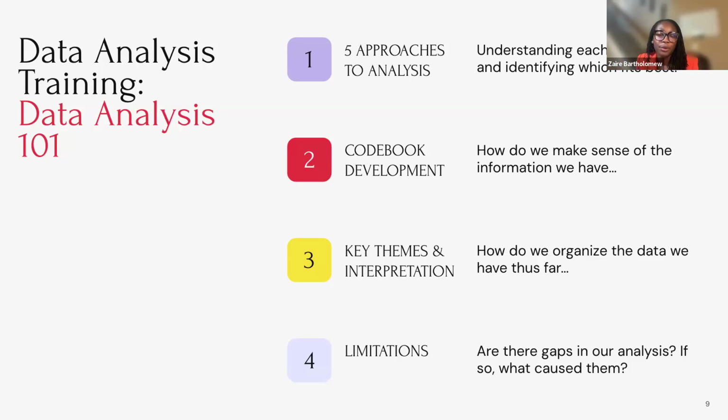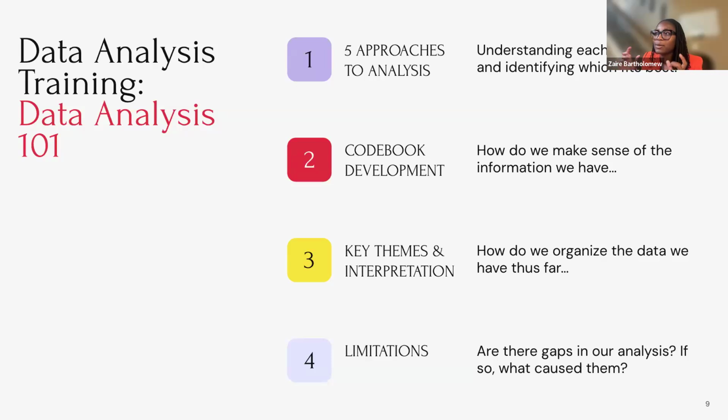And so for our 5 approaches to analysis, we really tried to understand each approach and identify which one best fits. So thinking about narrative research, case studies, ethnography, phenomenology, and also, why am I blanking on the last one? Grounded theory. Yes, grounded theory is the last one. And so once we were able to do that and figure out which approach would be best fit for our analysis, we moved into our codebook development.